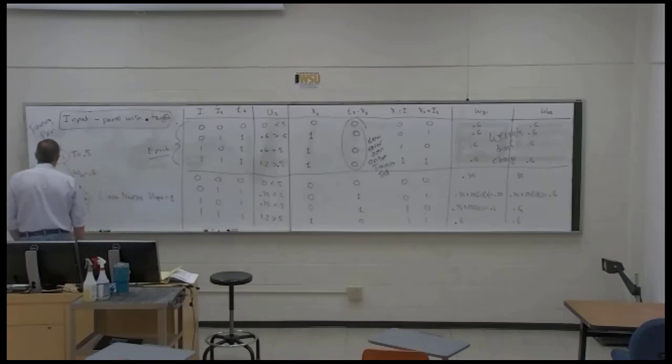So let's say that instead of 0.6 for a weight here, we have 0.7. Would this still work? Yes. What if we change the threshold to 0.6? Would still work. So again, like we talked about last time, there's no unique network that will do the job. There's a lot of different networks that will do the job, and what we're going to do is find one that works.